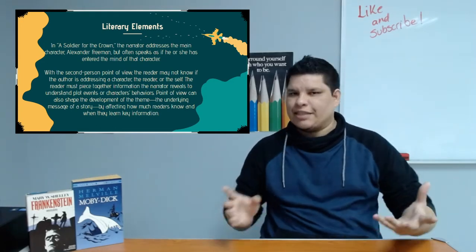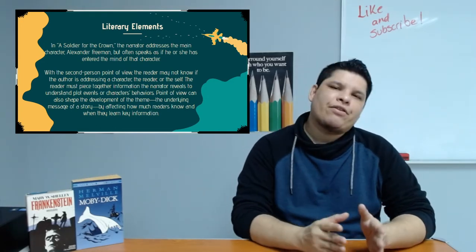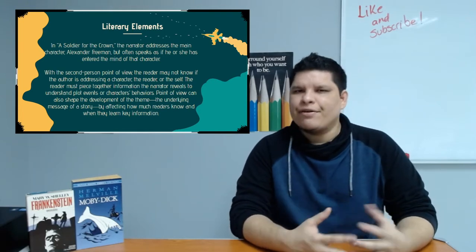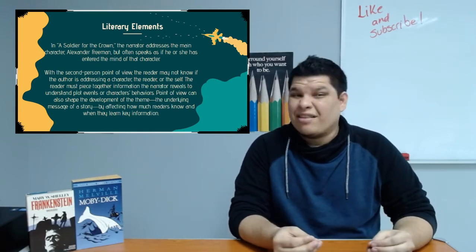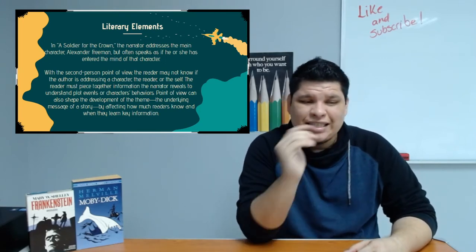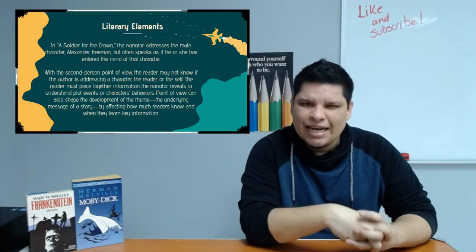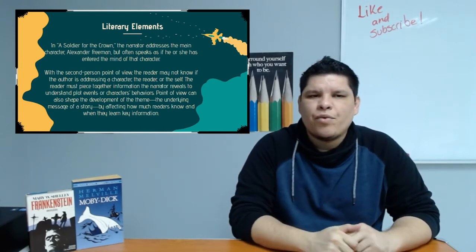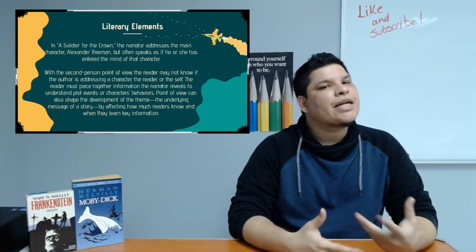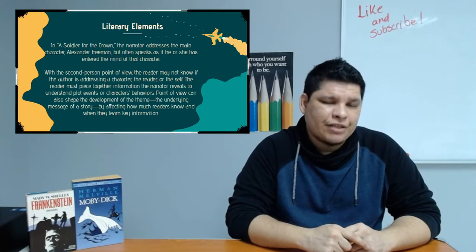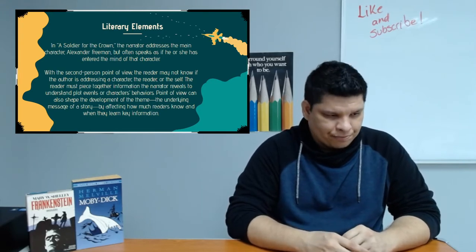Not everything is explicit. This type of narration allows the reader to interact a little bit more with the events in the story. Start thinking about making inferences. What's going to happen next? Is this because of that? Connecting ideas, connecting prior knowledge. There's a lot of things that we can do in a dynamic relationship when we read this type of stories that have the second person point of view.